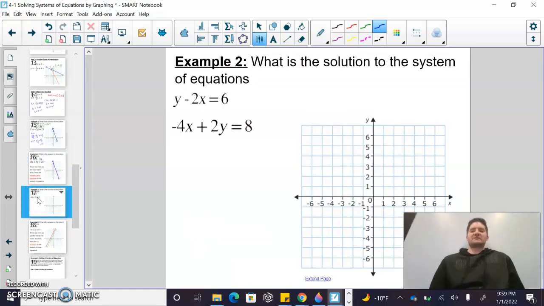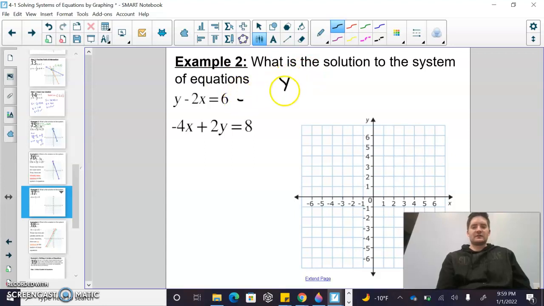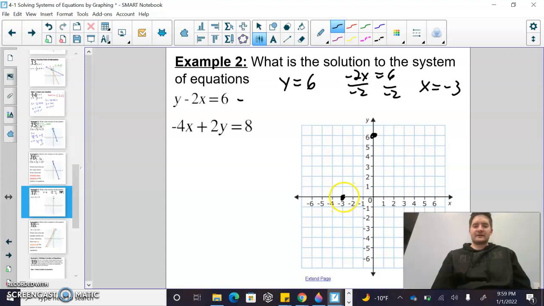Now, in this one, what's the solution to the system of equations? So this one here, once again, we're going to use the intercept. So this one already is y is equal to 6. We don't really have to do any work for that one. 2x is equal to 6, and we're going to divide by 2. Get x is equal to negative 3. So we're going to find negative 3. And now we're just going to draw the line that goes through.